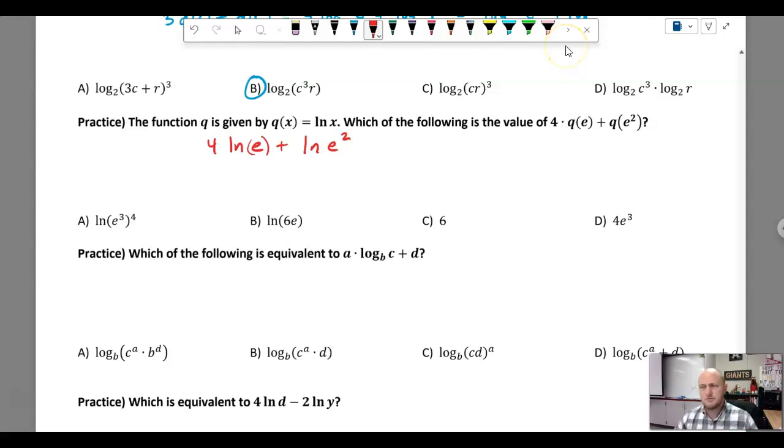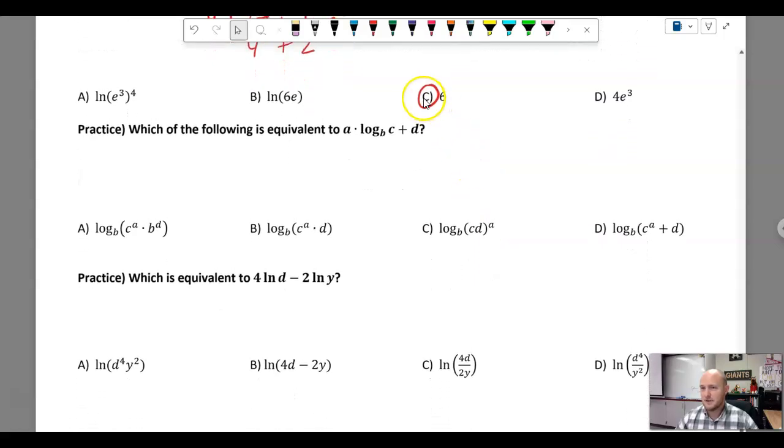Okay, well, this was pretty simple if you remember that the natural log is log base e, so these are inverses. These essentially cancel, so I get 4 plus natural log of e squared, that cancels, I get 2. 4 plus 2, I get 6. Did you get that? All right, we get 6.